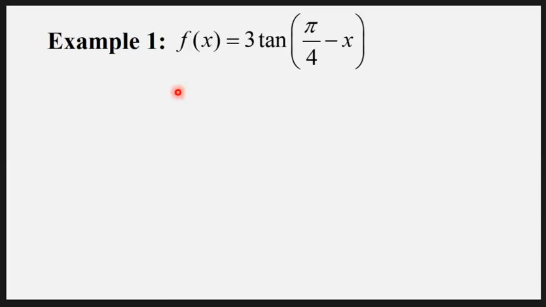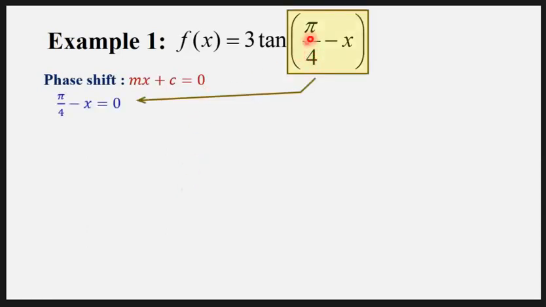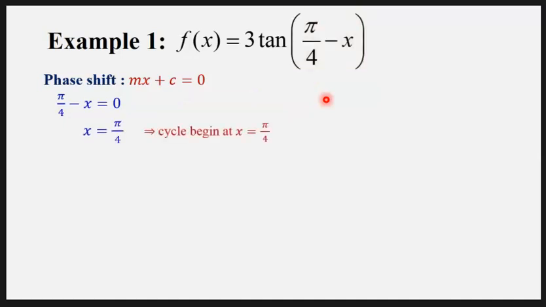Okay, now let us have a better idea on how to sketch the tangent function using example 1, where we have the function f(x) = 3 tan(π/4 − x). Here, I will begin with the calculation of the phase shift, where I set the bracket term equal to 0. This gives x = π/4. So the cycle will start at the point x = π/4.